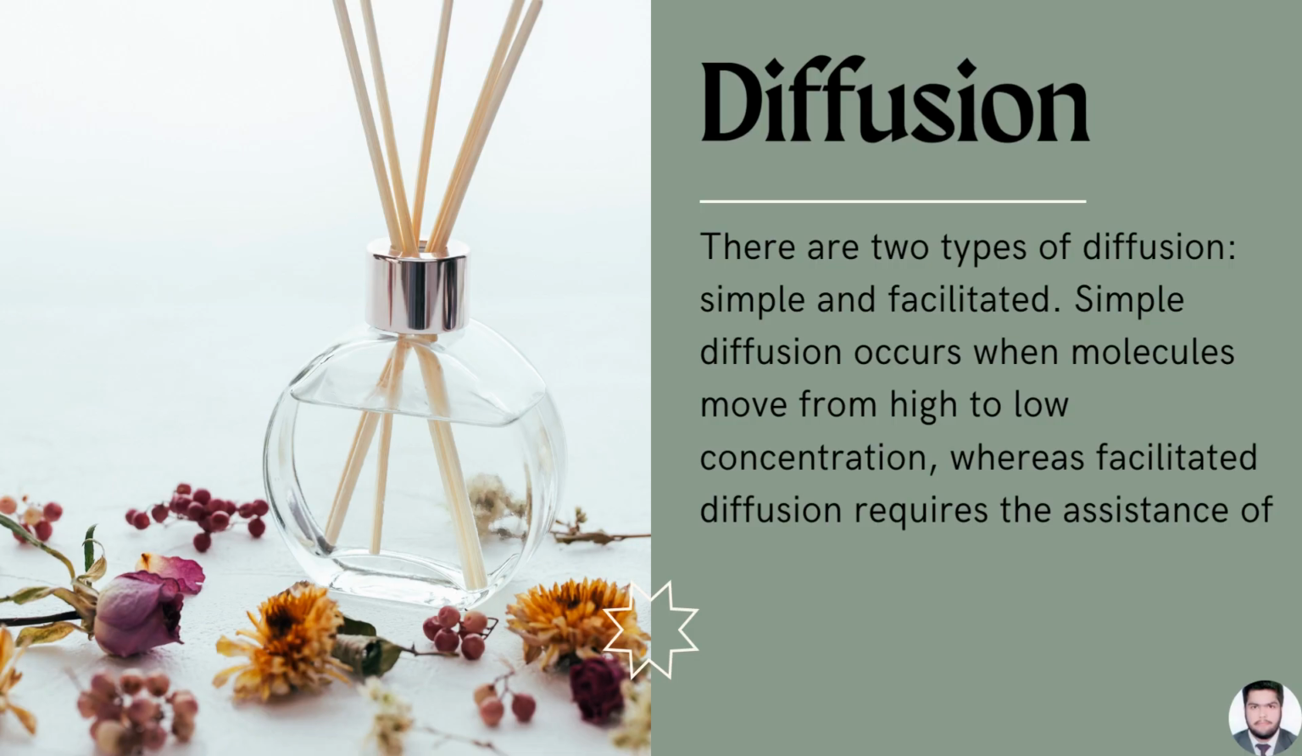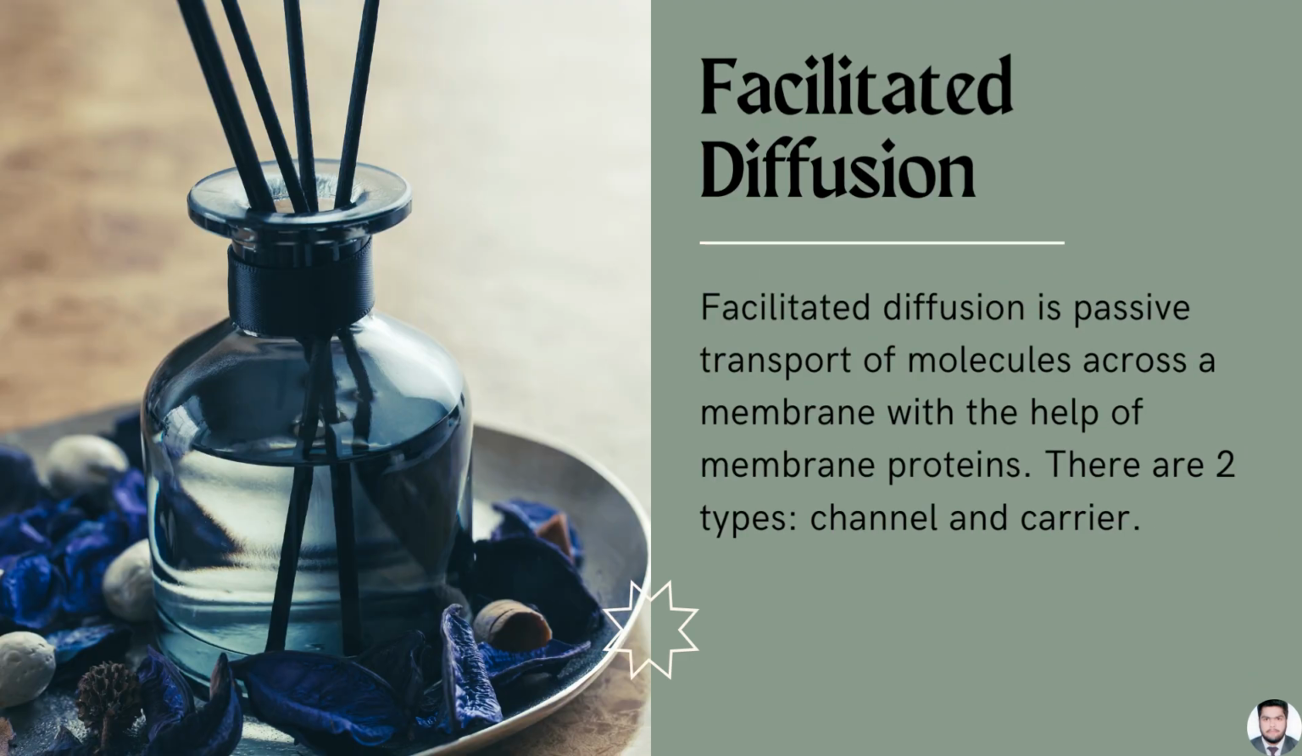Diffusion. There are two types of diffusion, simple and facilitated. Simple diffusion occurs when molecules move from high to low concentration, whereas facilitated diffusion requires the assistance of a protein channel. Facilitated diffusion is passive transport of molecules across a membrane with the help of membrane proteins. There are two types, channel and carrier.